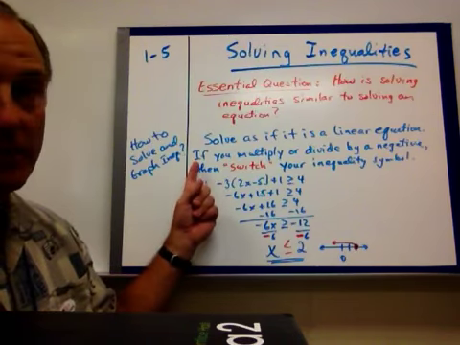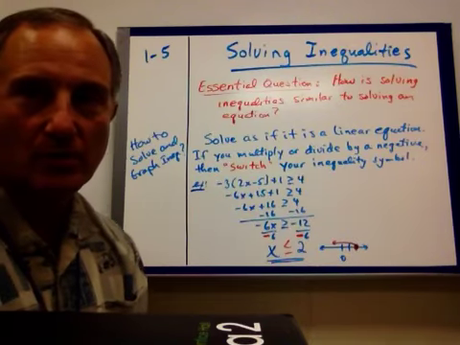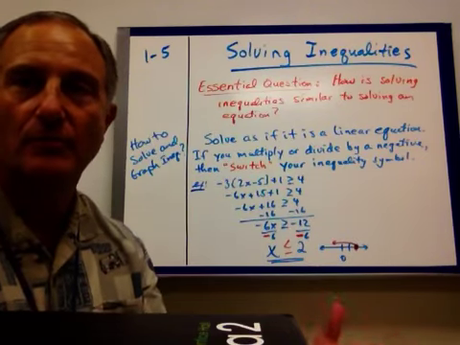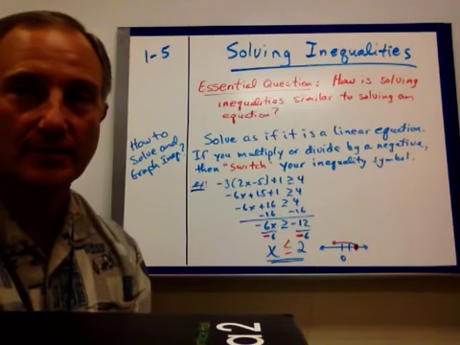The only thing you've got to be careful of is if you multiply or divide by a negative, then you switch your inequality symbol. So if it was a greater than, it becomes a less than. But only if you multiply or divide the last step by a negative.